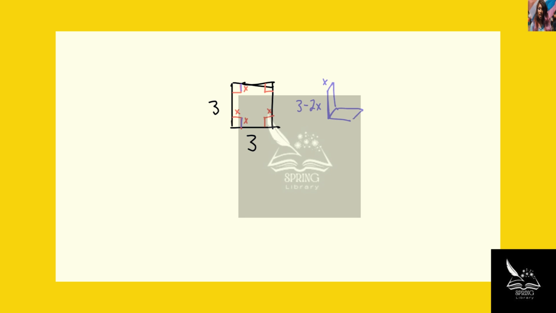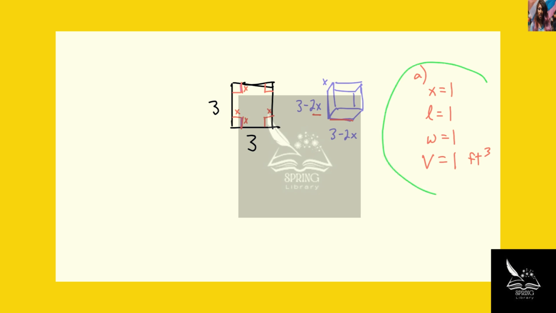So do the same thing over here. I think you can see the three dimensions, the 3 minus 2X. So what you could do is just say, okay, what if I had X be 1? This could be an answer to part A. Well, 3 minus 2, because you cut 1 on each side, has a length of 1, and same thing over here, has a width of 1. And if you multiply those three together, then the volume would be 1 cubic foot. So that could be enough for one answer.